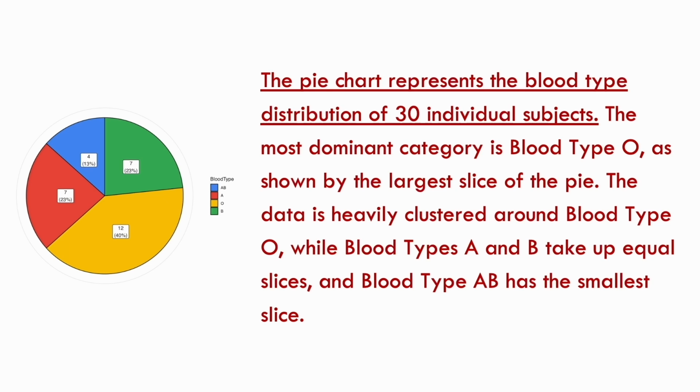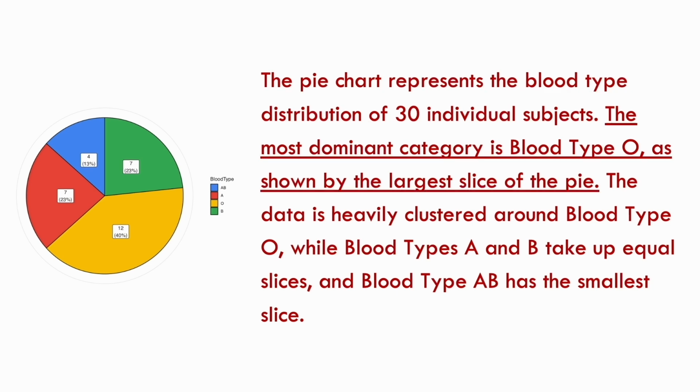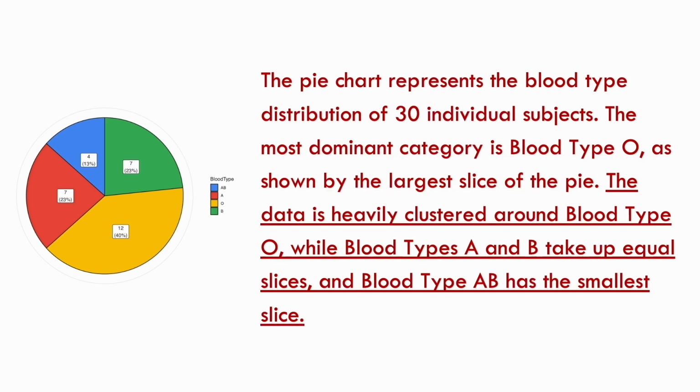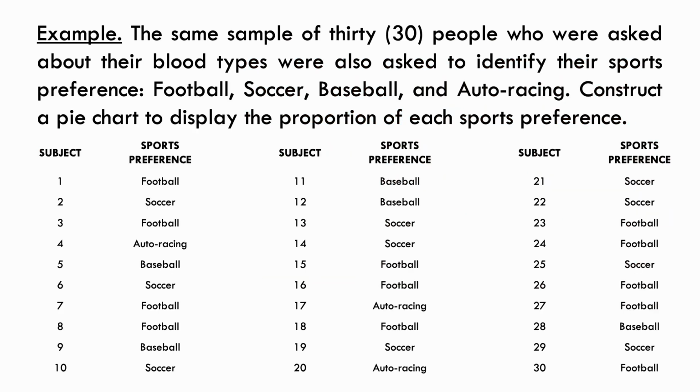The pie chart represents the blood type distribution of 30 individual subjects. That is the context. The most dominant category is blood type O as shown by the largest slice of the pie. That is the peak. The data is heavily clustered around blood type O, while blood types A and B take up equal slices, and blood type AB has the smallest slice. That is a distribution. Let's go now to the next example.